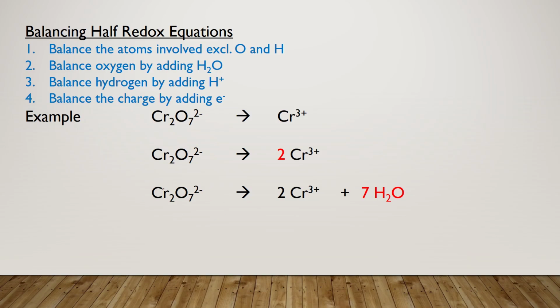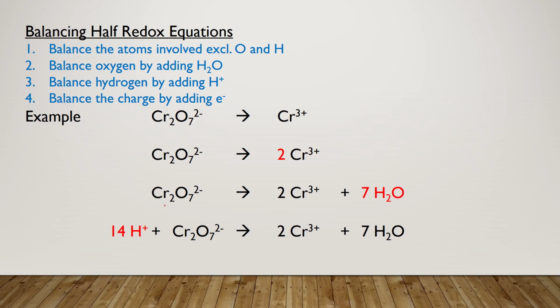So we have 0 hydrogens on the left hand side and 14 on the right hand side. So we balance by adding 14 hydrogen ions on the left hand side. Then we need to balance for charge by adding electrons.